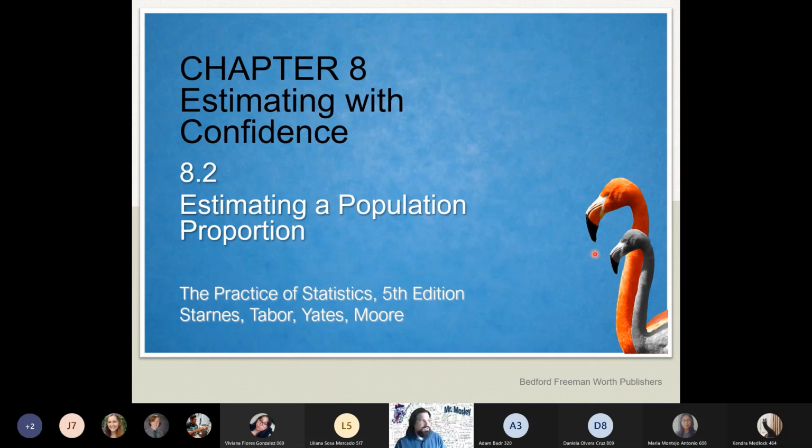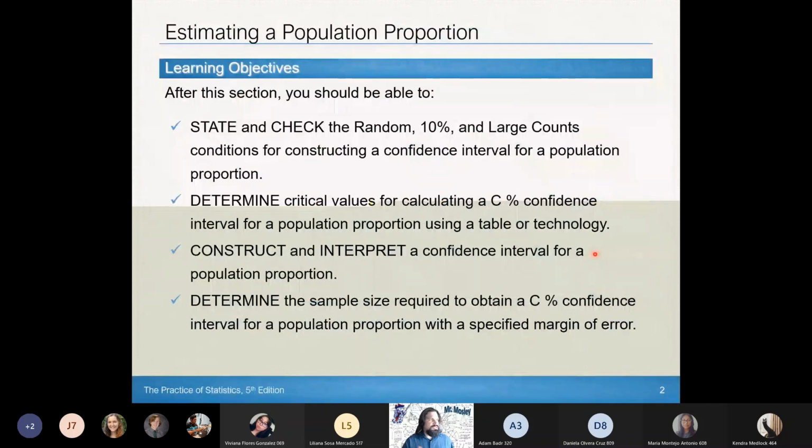All right, so here we go. We're in section 8.2, estimating a population proportion. So everything in this section will be dealing with proportions, right? P hat, P, those types of notations. In today's class, we're going to learn about how to state and check the random, 10%, large counts conditions for constructing a confidence interval for a population proportion.